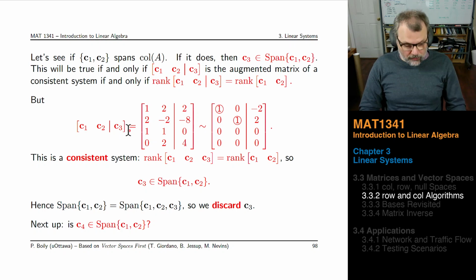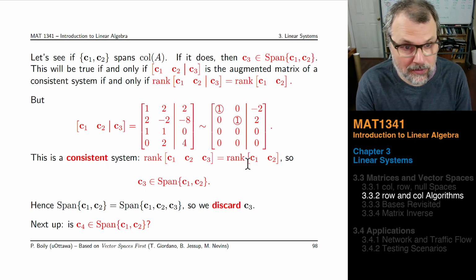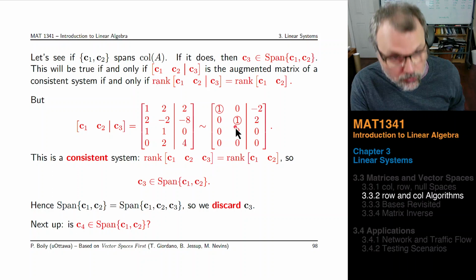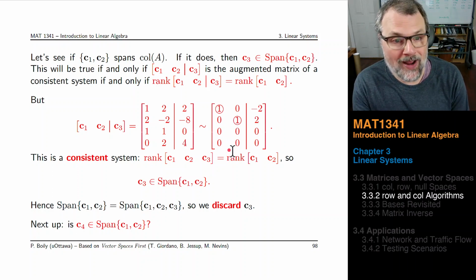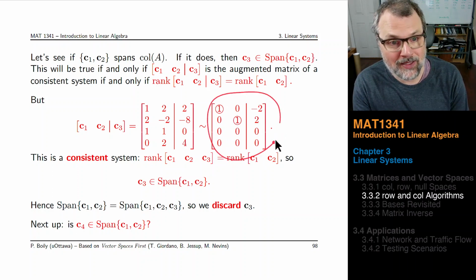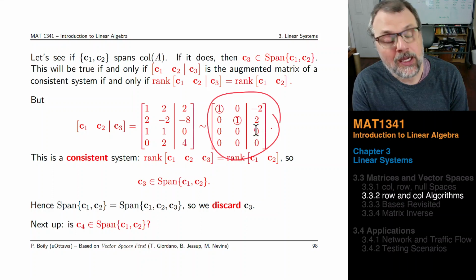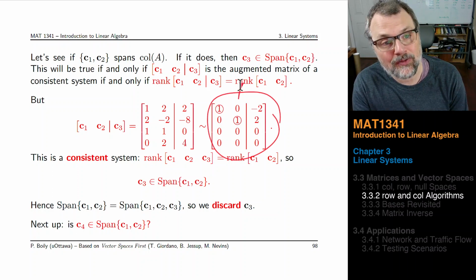What do we know here? Well, this system is consistent. It has at least one solution. It has a rank augmented of 2 because there are 2 pivots, and the 2 pivots are in the coefficient matrix right here.